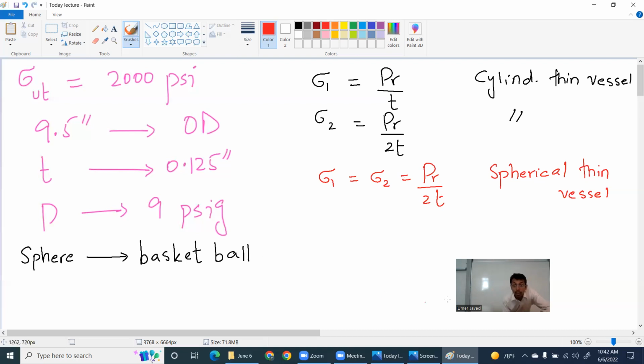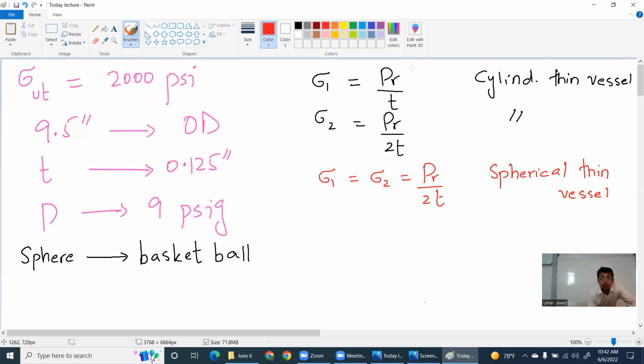So today's example, I have to finish this topic, by the way, gentlemen. Today's example is very good. The question says you have a basketball. The ultimate tensile stress of the material of the basketball is 2000 pounds per square inch. There is one more comment so that you join us. The pressures I'm talking about in all of this are gauge pressures. This is another thing that I explained to the class.